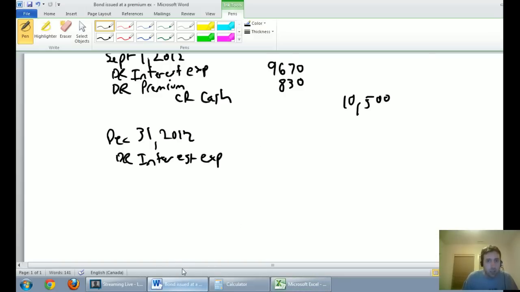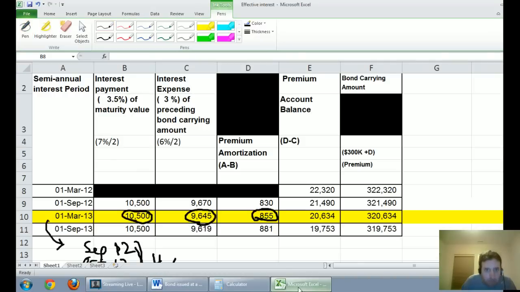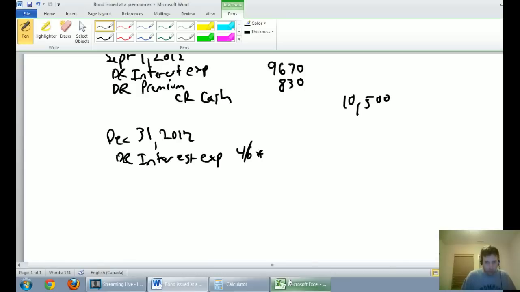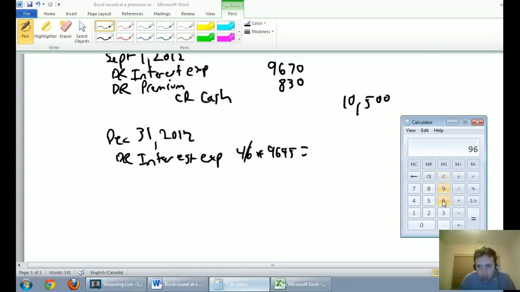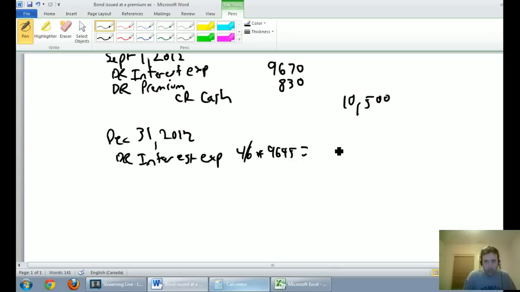Debit interest expense by 4/6 of 96.45. That was our interest expense. So 4/6 of 96.45 equals, let's find out, 9645 times 4 divided by 6. 6430. Oh, I love it when I get even numbers. 6430. Don't have to worry about rounding.